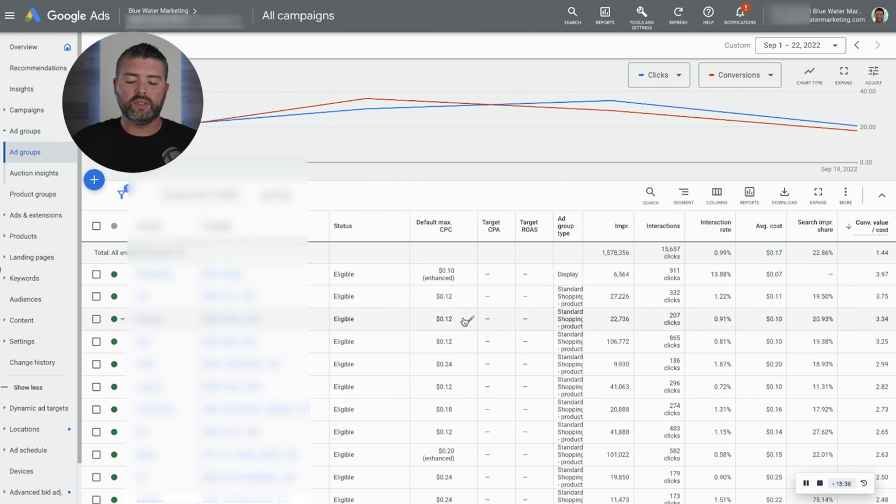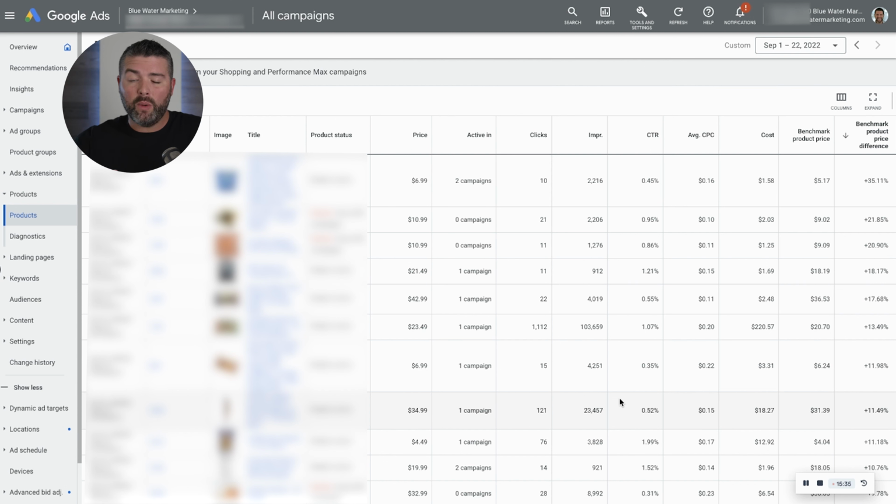We can potentially start increasing our manual CPC bidding to capture more conversions, which then will give Google enough data to scale that with a target ROAS bidding strategy. But that's not it yet. We got to dive a little deeper. So now what we're doing is we've identified our impression share based on our cost per click and our ROAS.